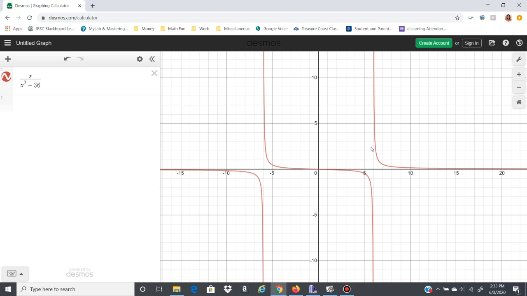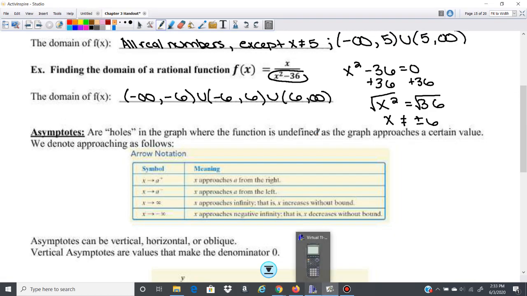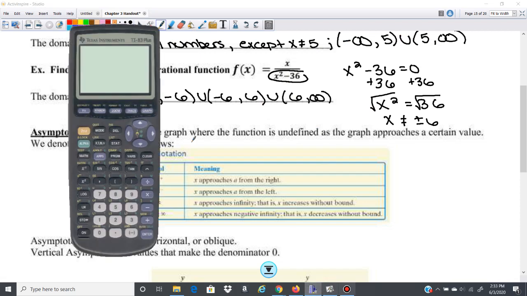In this case here, you've got these two lines, if you drew a horizontal line. Now, sometimes your graphing calculator will give you these lines. So if I actually put this one in my graphing calculator, you'll see that line. So I would go x divided by x squared minus 36.